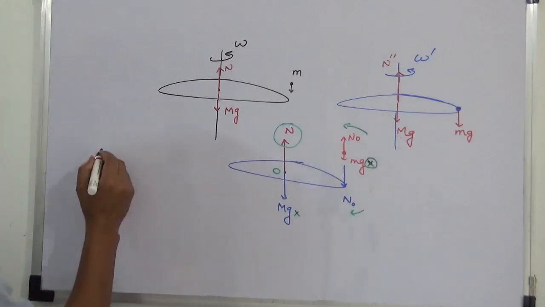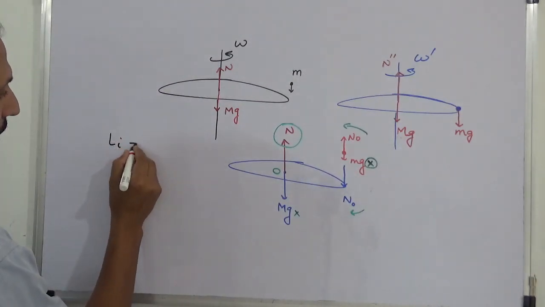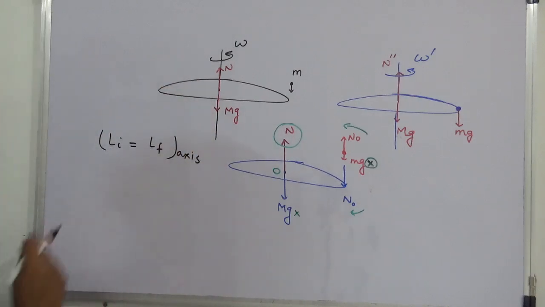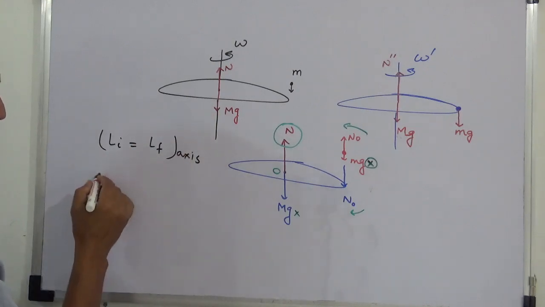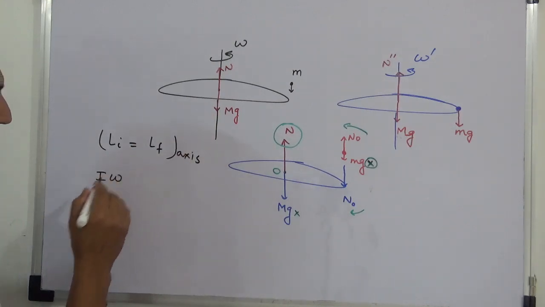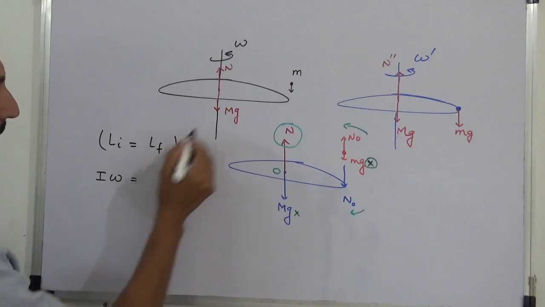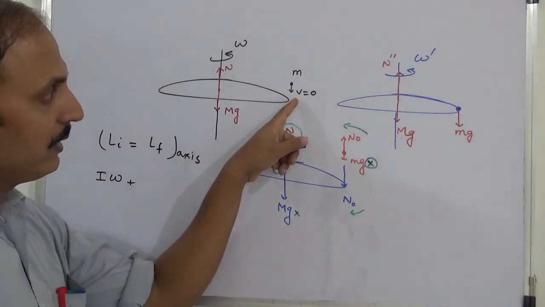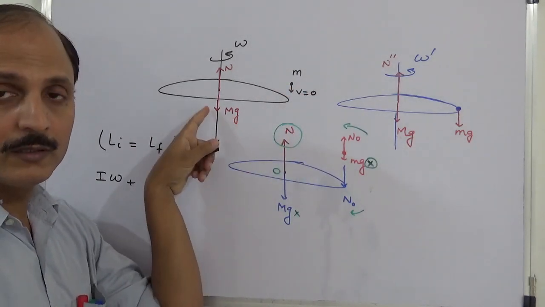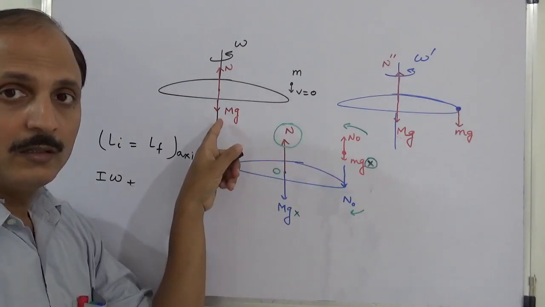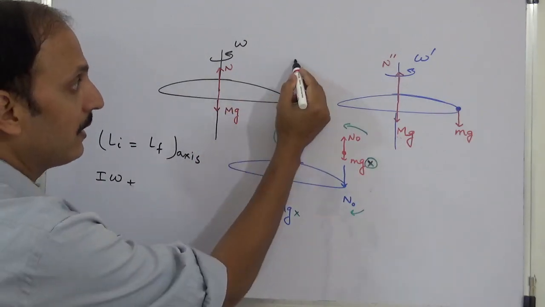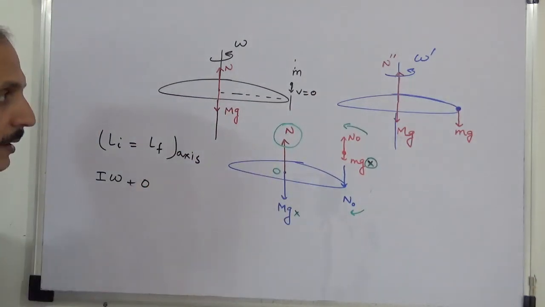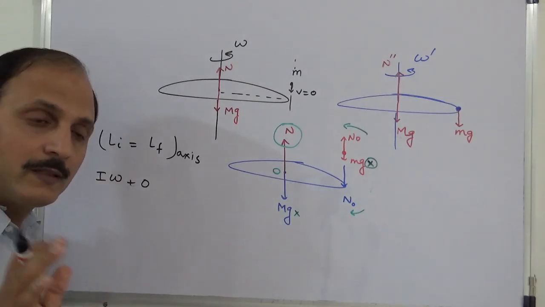So we can write L initial equals L final about the axis. The axis is along this. Before collision, the disk is rotating. For the disk it is I into omega, plus the small mass's velocity is 0. Otherwise, if it had velocity, it would also have angular momentum about this. It's a point mass, so what would it be? mvr, where r is the perpendicular distance from the line of velocity. But since it is 0, the angular momentum of the small mass before collision is 0.